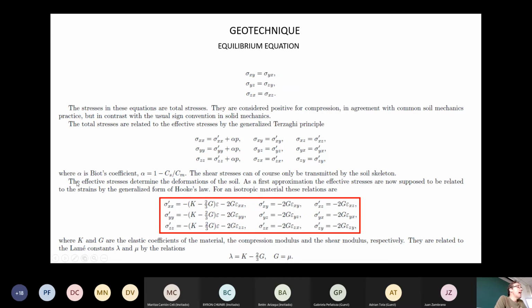And as alpha, the Biot coefficient, is, as we said, 1 minus Cs over Cm, we can introduce the Terzaghi principle inside this, simply considering the total stress as the effective stress plus alpha, the Biot coefficient, times p. The shear stress can, of course, only be transmitted by the soil skeleton. At this point, the effective stresses determine the deformation inside the soil. As a first approximation, effective stresses are now supposed to be related to the strain with the generalized form of Hooke's law.